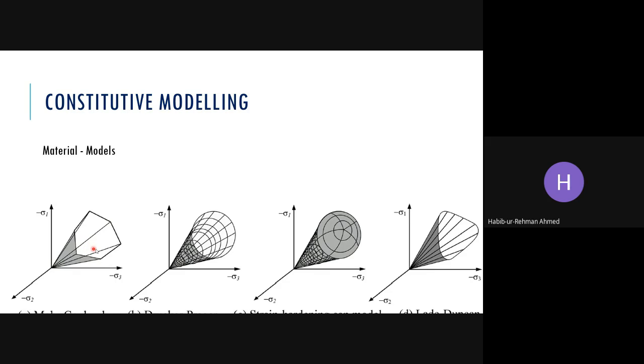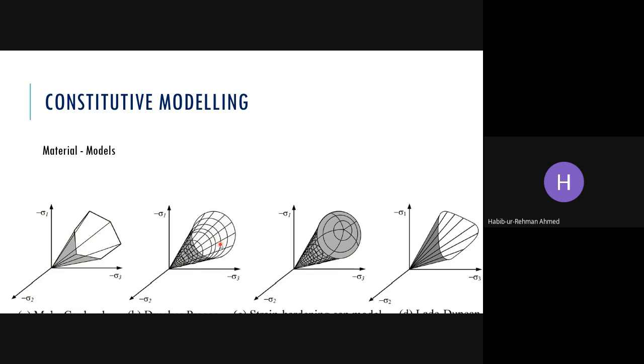As long as this point is inside this surface, it will be in elastic form. Once the combination of sigma 1, sigma 2, sigma 3 moves this point onto this surface, anywhere on this surface, there will be perfectly plastic behavior. Okay, so this is the 3-dimensional concept of Mohr-Coulomb.